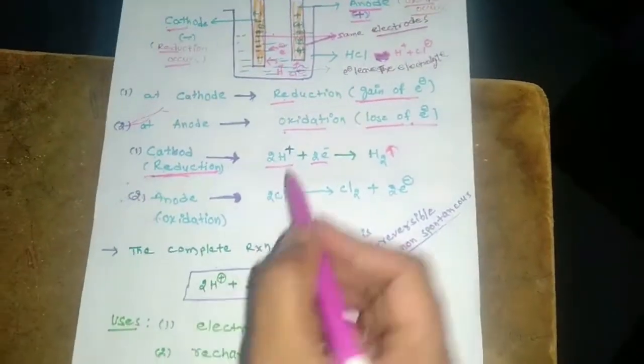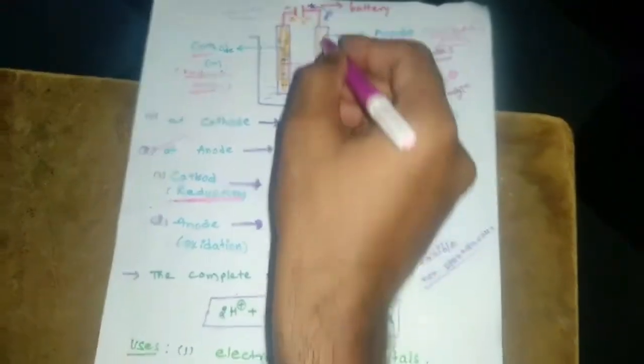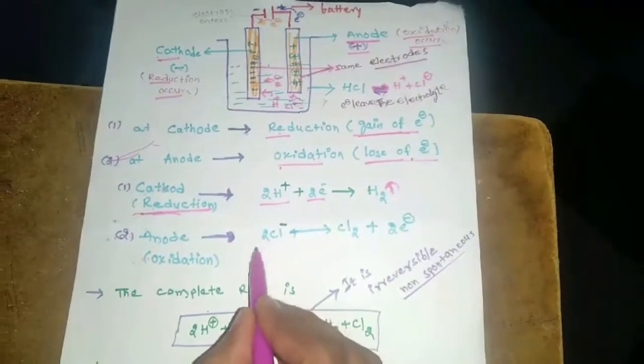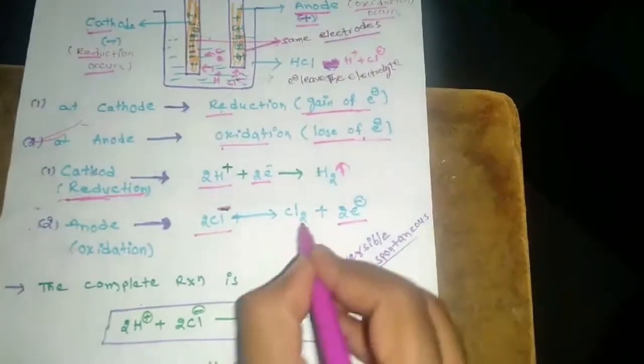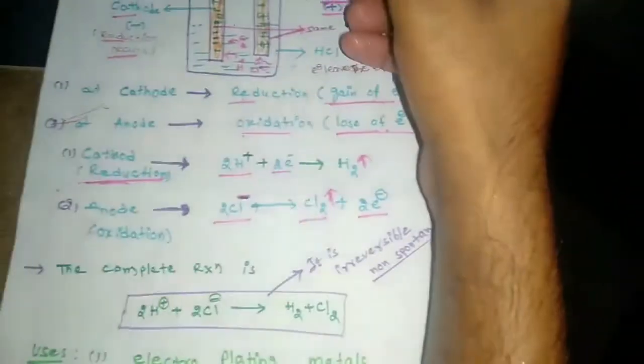Next, the anode. What occurs at the anode? Oxidation. Oxidation means loss of electrons. The chlorine ions move towards the anode side, because the anode is the positive charge here, so the negative chlorine ions move towards the anode. At the anode, they lose electrons. Two Cl minus ions, when they go to the anode, lose 2 electrons and liberate chlorine gas. Chlorine gas is liberated at the anode.